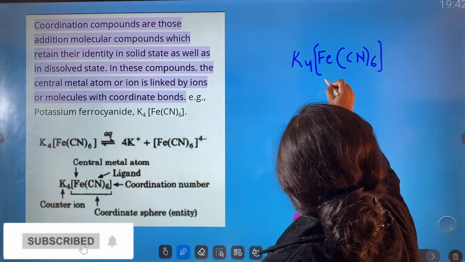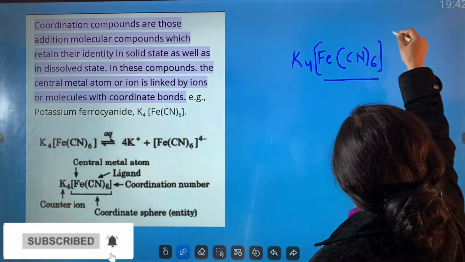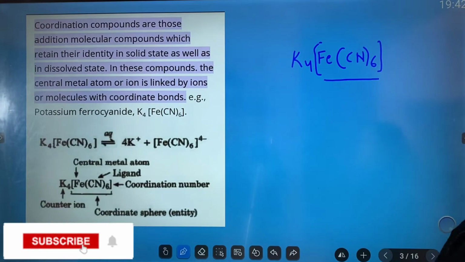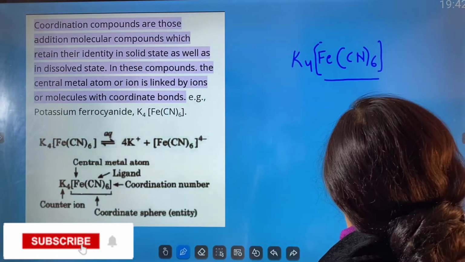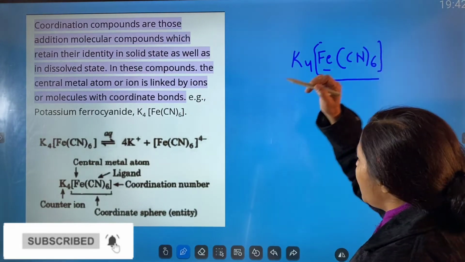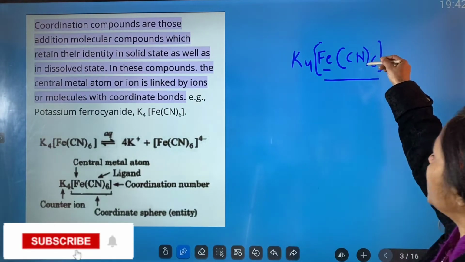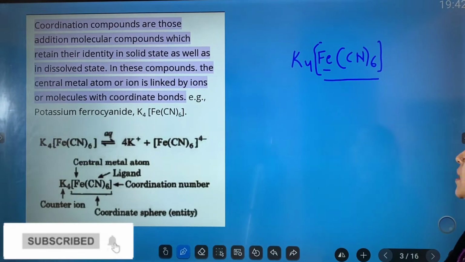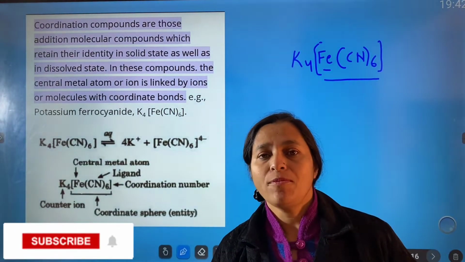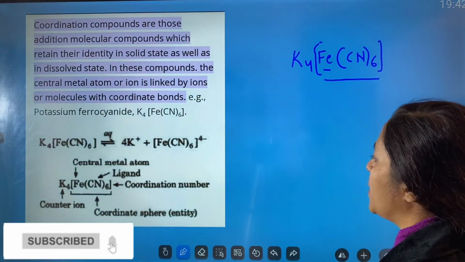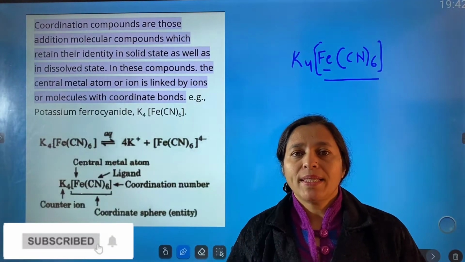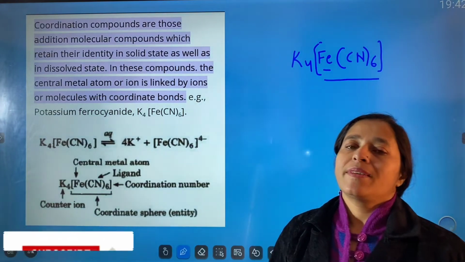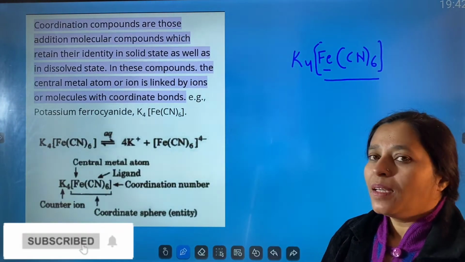Now the structure that is enclosed in the square bracket is a complex ion. Such a compound in which you can see a central metal ion bonded to the ligands with coordination bonds is known as a coordination compound. And definitely we are discussing what coordination numbers, coordination sphere and the effective atomic number are in this video.